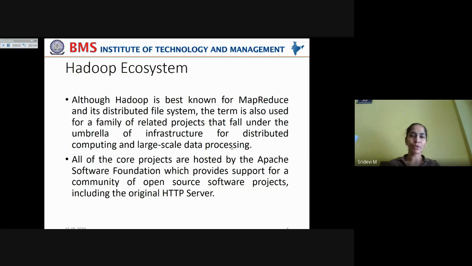HDFS is used for distributed computing and MapReduce is used for large-scale data processing. Now, all of the core projects are hosted by the Apache Software Foundation, which provides support for a community of open source software projects, including the original HTTP server also. So not only on a single machine, you can transfer this processing capacity across various machines by using HTTP protocol.